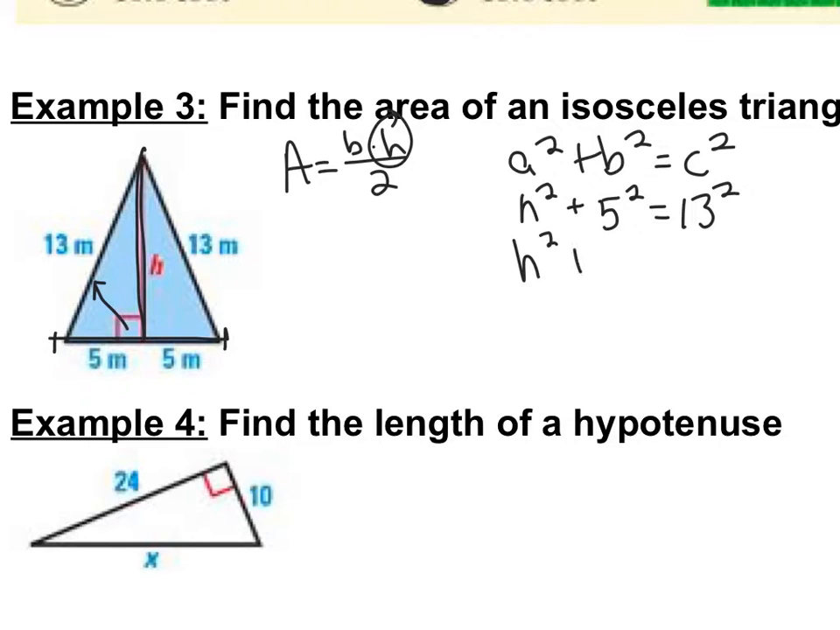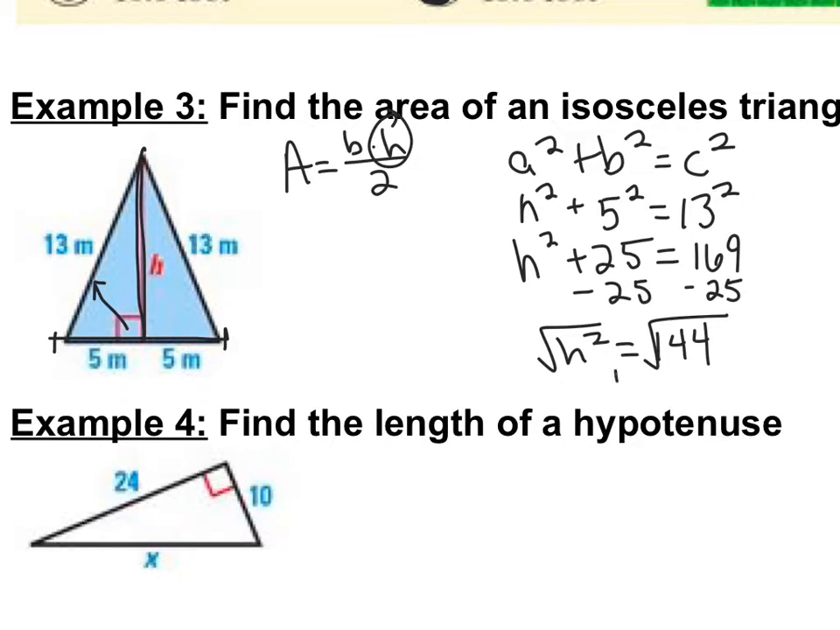So h squared plus 25 is equal to 13 squared, which is 169. We'll subtract 25 on both sides. We'll get h squared equal to 144. Square root, h is equal to 12. So if you notice here, 5, 12, and 13, again, are a Pythagorean triple. I'm not expecting you to remember Pythagorean triples, just understand that when you see whole number answers, those are Pythagorean triples.